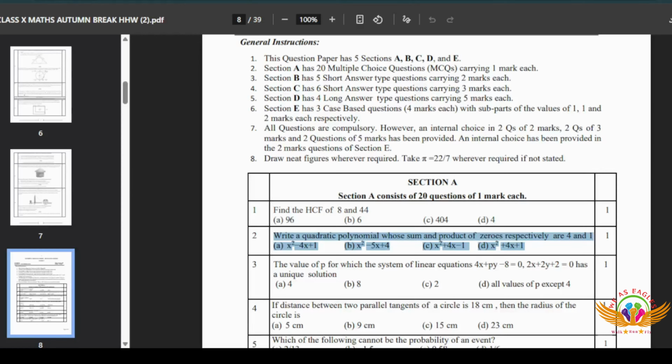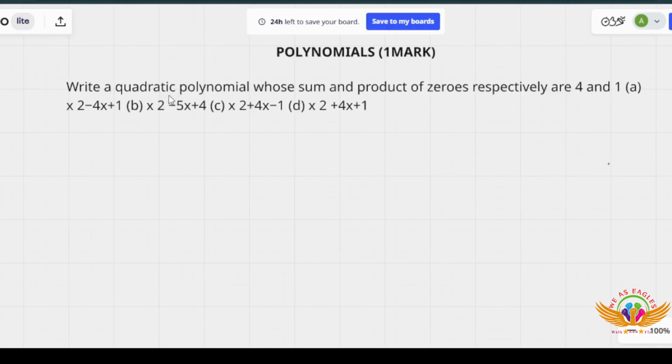So let us see the second question in the quadratic polynomial. Okay, this is the second question. Write a quadratic polynomial whose sum and product of zeros respectively are 4 and 1. Come on, let us do that on our whiteboard. Yes, here is the question.